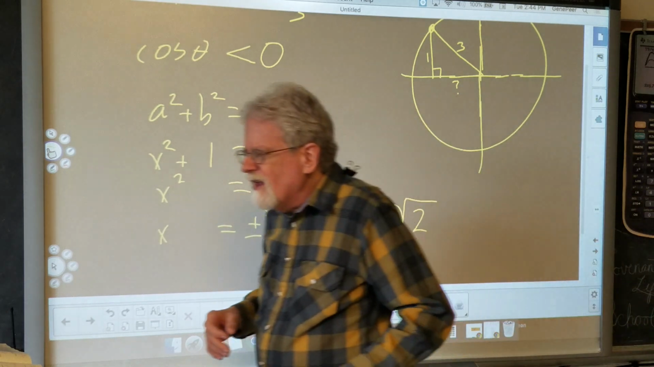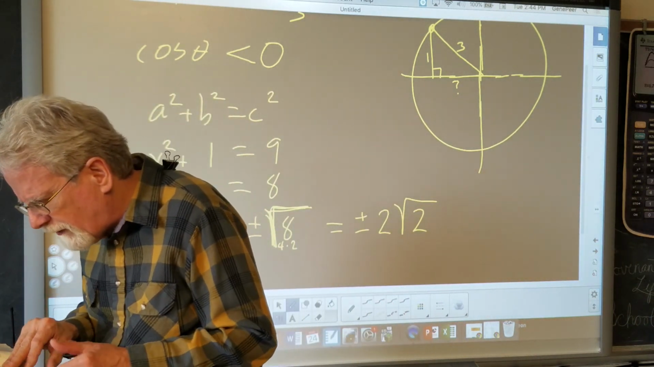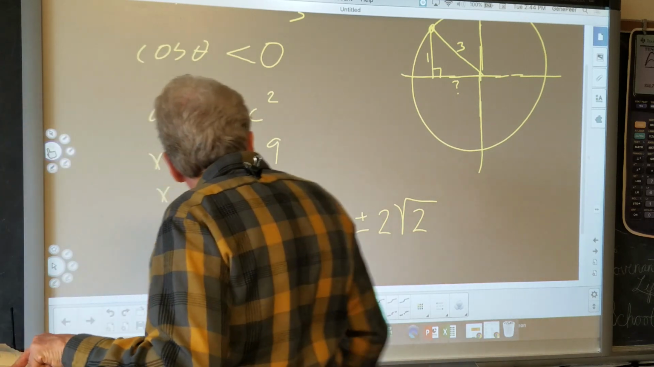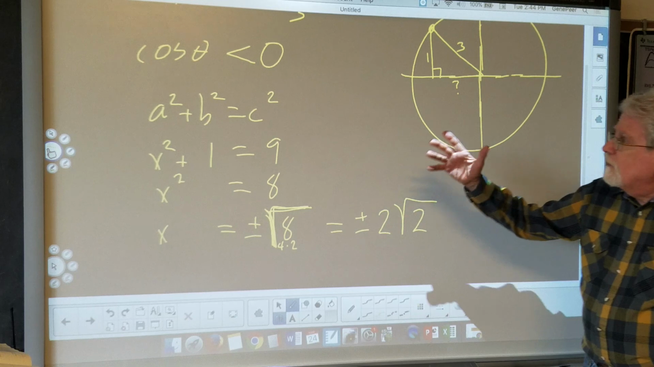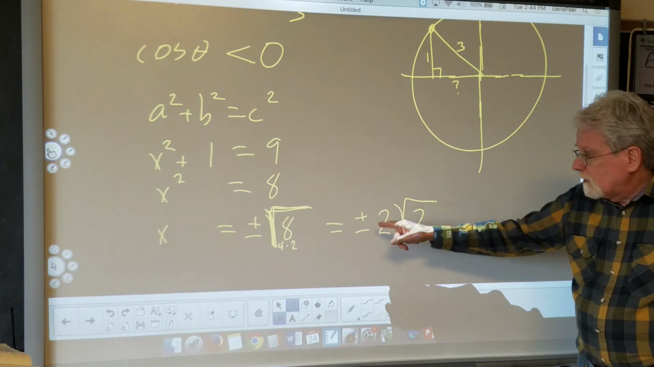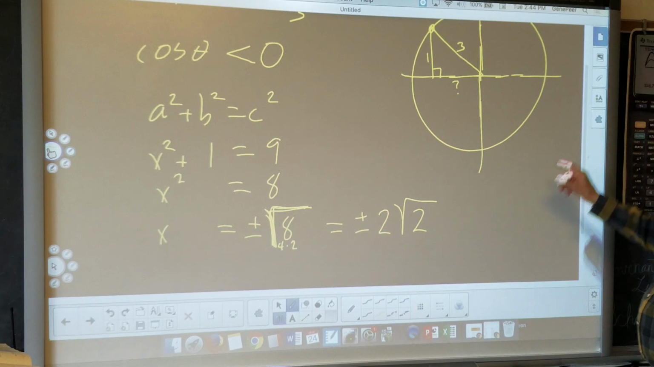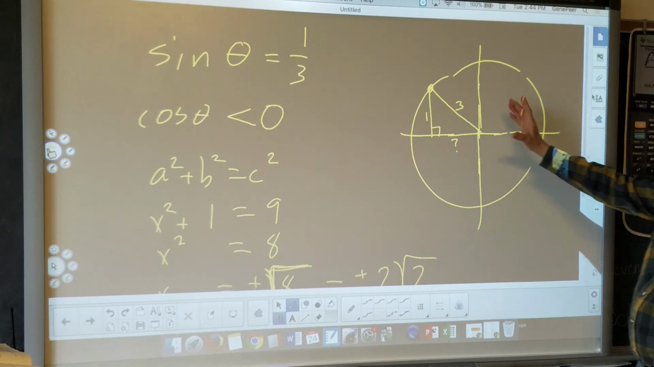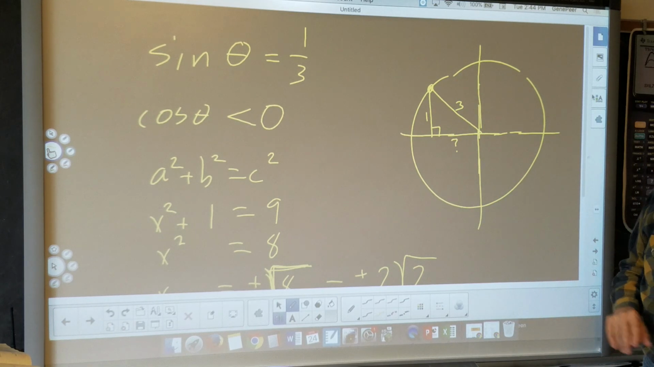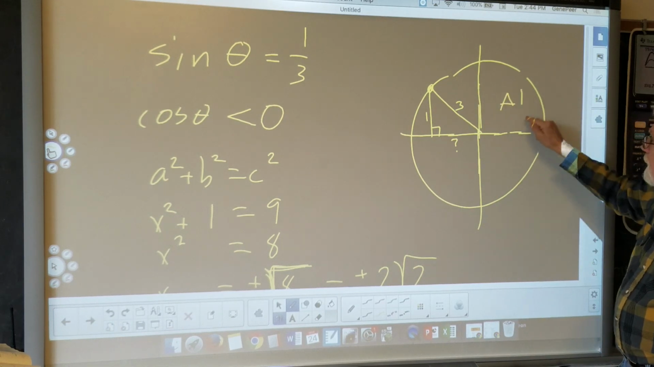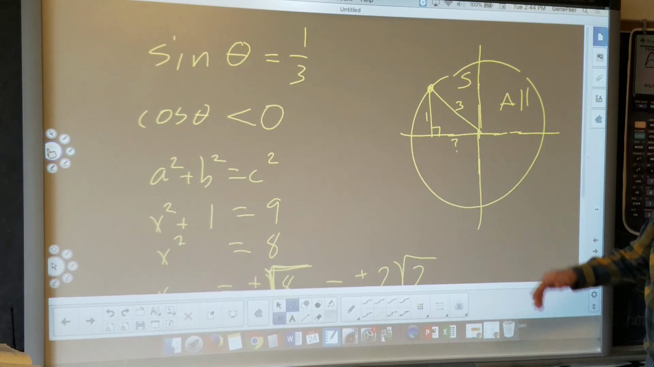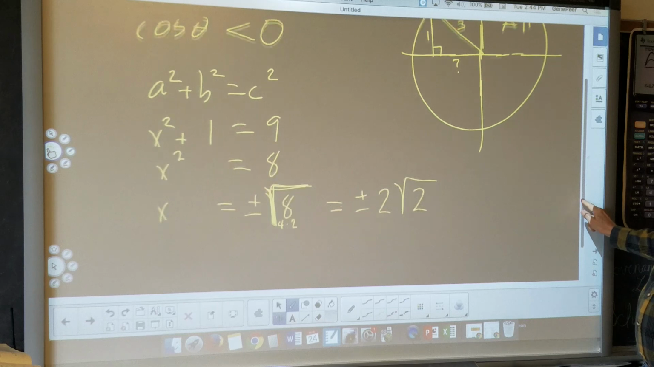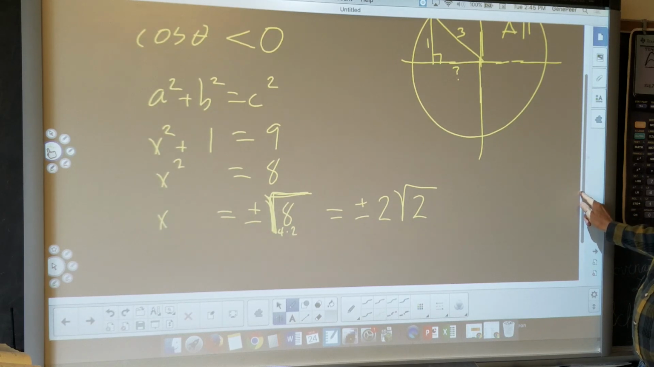Now, I would like to just glance in the book and make sure I haven't done anything really silly here. Oh yeah, the only silly thing I've done. We have to decide, is this actually going to be positive or negative? Well, we've already established that my angle is in the second quadrant. In the second quadrant, only sine is positive. Well, what are we talking about?